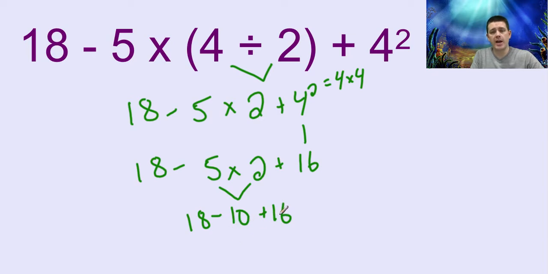Now I'm ready to add or subtract. Remember, whichever one comes first in the problem. So starting from the left, I see some subtraction. 18 minus 10 is 8. Plus 16, my last step is 24. So step by step by step until we get to the end of the problem.